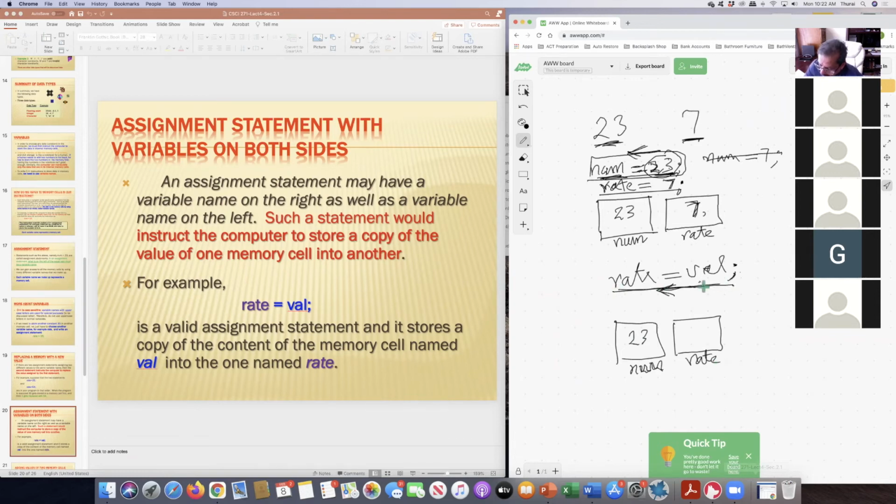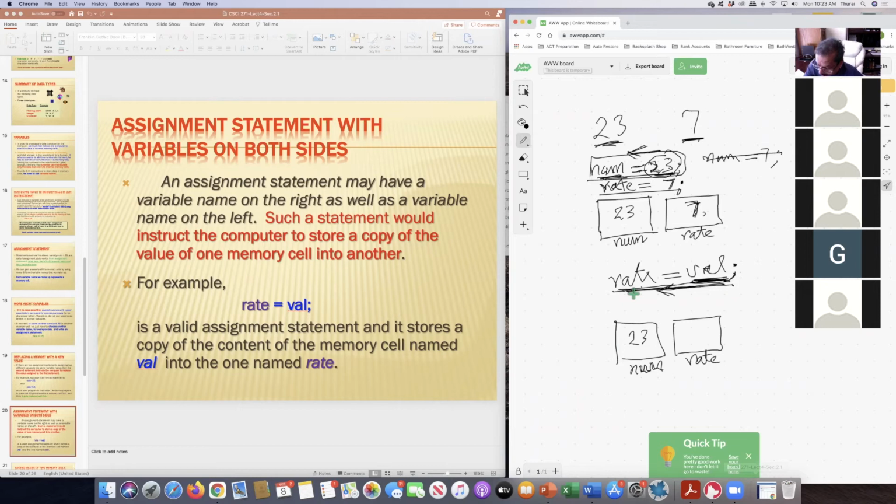This statement rate equal to val means copy the value of this memory into this, not the word val. Every name represents memory. The system knows that. So val refers to a name, so it knows val is a memory cell. And so this statement means copy the value of the memory cell val into rate. Therefore, what is copied into rate? Oh, I'm sorry, I don't have a val, sorry about that.